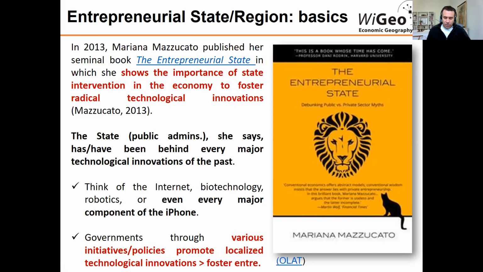So here is the start. We start entering a more tricky approach to this involvement of the public administrations. If you think about the internet, all the physical structures that support the worldwide communication that we have today, developments in biotechnology, in robotics, even the smallest example you can give, the development of smartphones such as the iPhone. Mariana Mazzucato explains that the state is behind all these developments through the past century, primarily since the end of the Second World War. So governments, through what we have been discussing here, through different initiatives, place-based and other kinds of policies, promote these localized, geographically specific technological innovations to foster entrepreneurship.